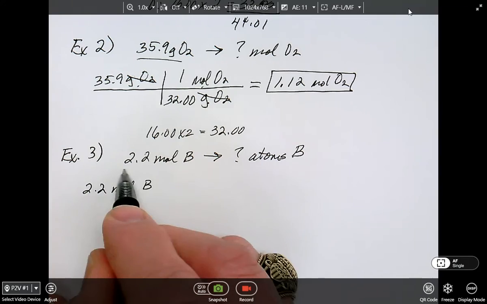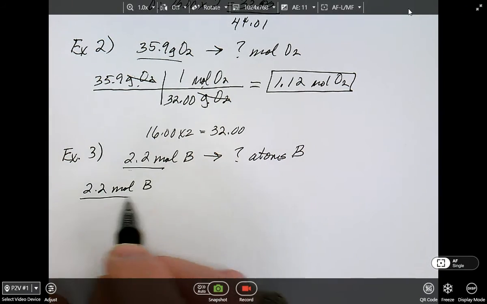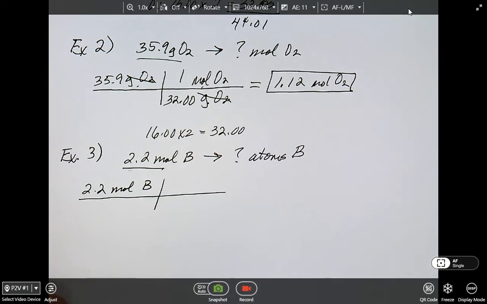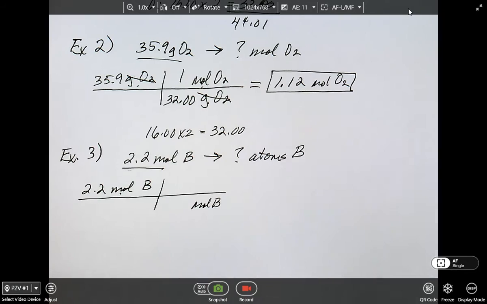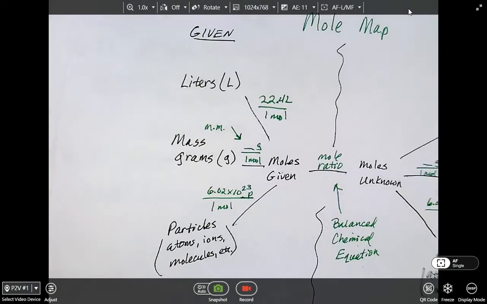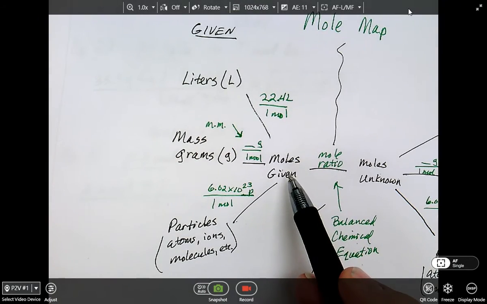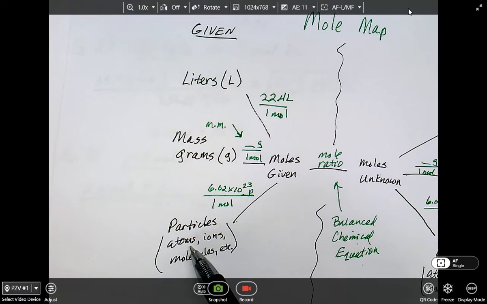Whatever my problem gives me, that goes first. Draw my factor boxes, okay, my T-chart. Whatever unit is here automatically goes here. Now I'm in moles, and I'm trying to go to atoms. Well, where would atoms be? That's a particle. Atoms are particles.